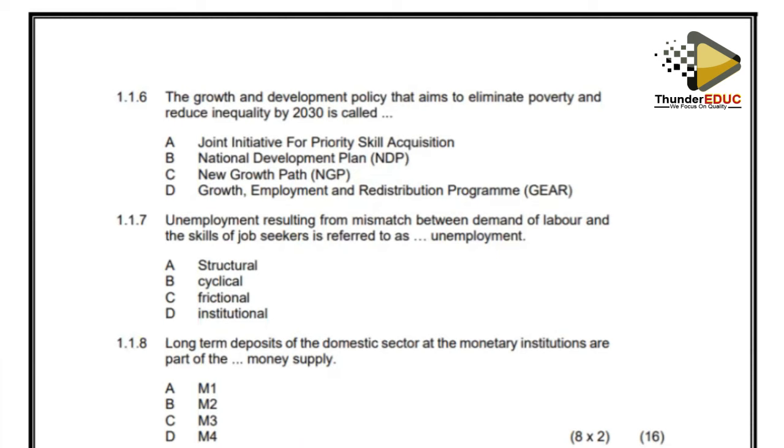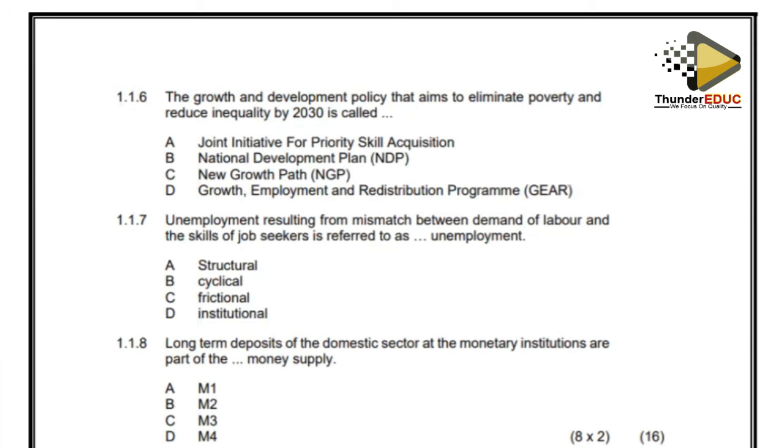So now, the growth and development policy that aims to eliminate poverty and reduce inequality by 2030 is called dash. Grade 12, remember, when you talk of elimination, it is when you get rid of a certain concept. So in this regard, we eliminate poverty. It means we don't minimize poverty. We get rid of poverty totally.